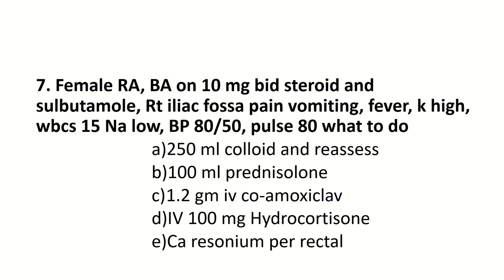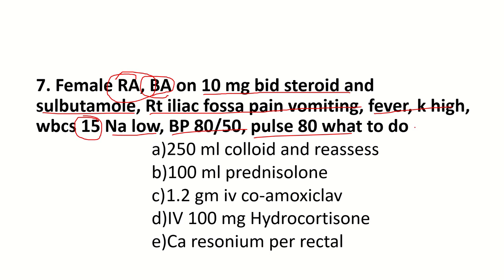Then a female with rheumatoid arthritis, here we can say RA, which is rheumatoid arthritis. That means the patient is suffering from rheumatoid arthritis, and the patient also has bronchial asthma, and she is taking 10 milligram BID, that means 10 milligram twice daily steroid, and also salbutamol. And she developed right iliac fossa pain and vomiting, fever, potassium is high, and WBC more than 15, that means 15,000, sodium is low, blood pressure 80 over 50 millimeter mercury, pulse rate 80.